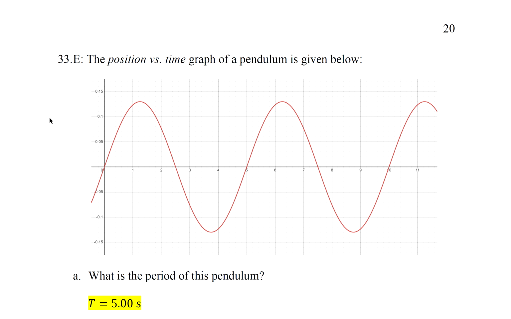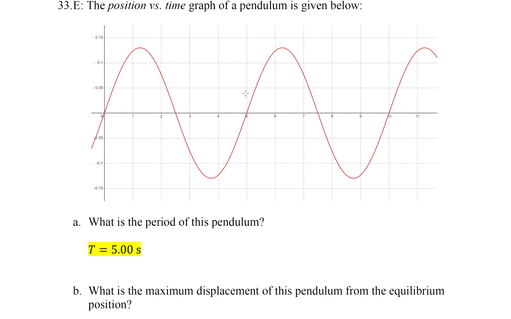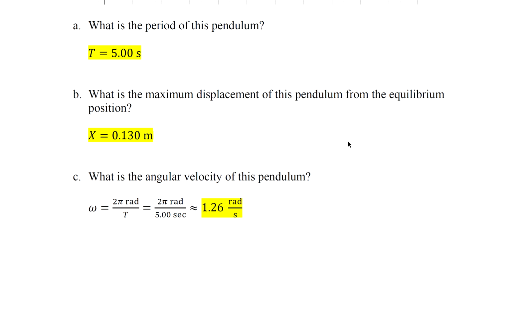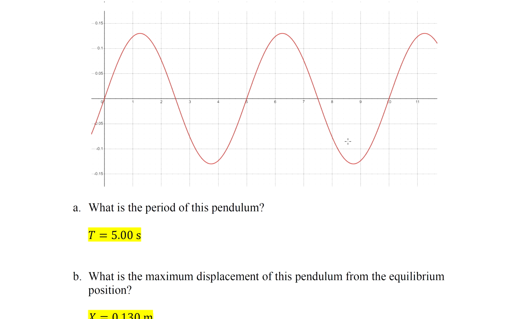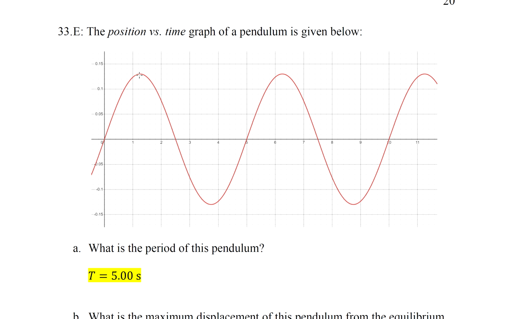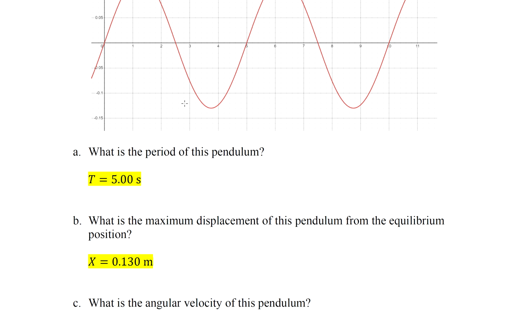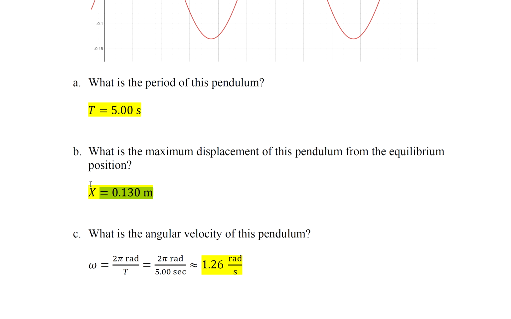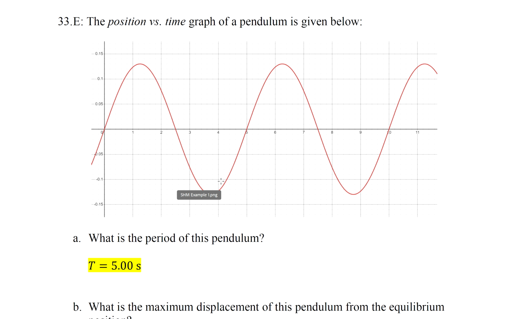Question 33. The position versus time graph of a pendulum is given below. Part A, what is the period of this pendulum? It's here, right? Time to complete one cycle is 5 seconds. Part B, what is the maximum displacement of this pendulum from the equilibrium position? So we take a look at this graph and we see the maximum displacement is about 0.13 meters. Part C, what is the angular velocity of this pendulum? Omega is equal to 2 pi radians over period, 2 pi radians over 5 seconds. 5 seconds is the time to complete one oscillation.